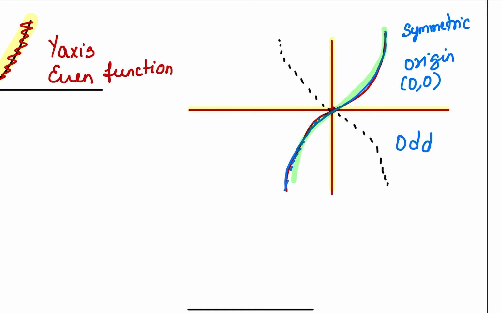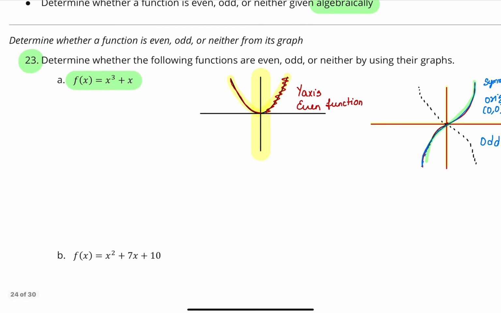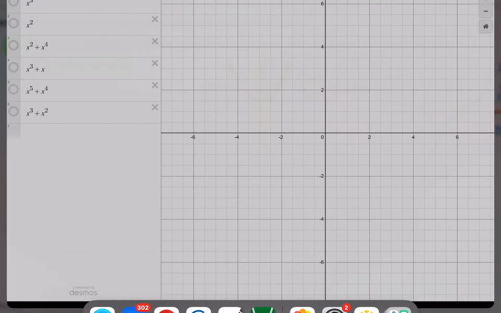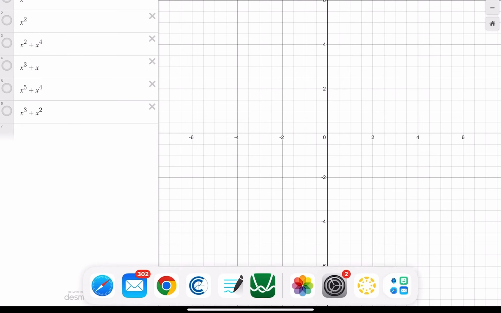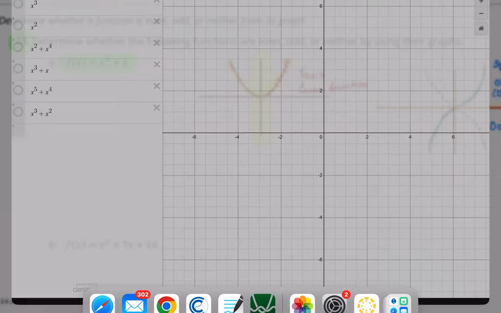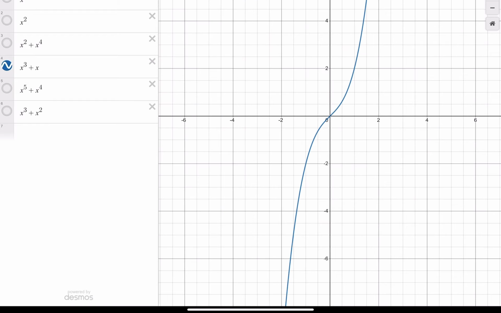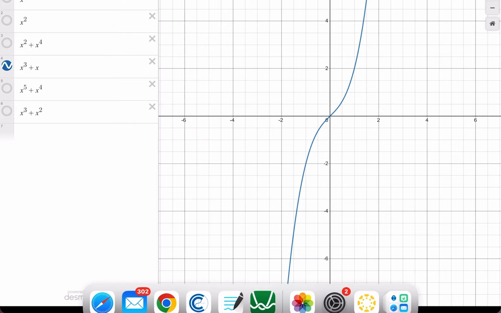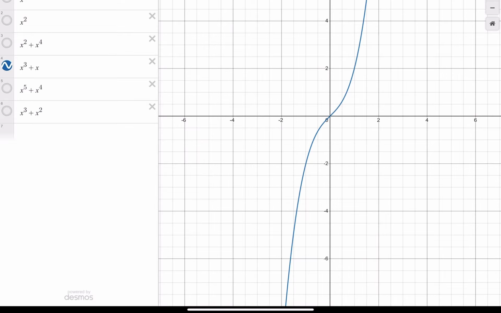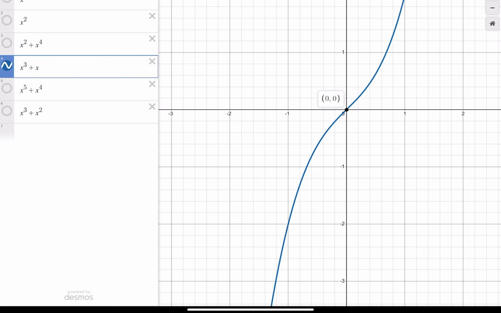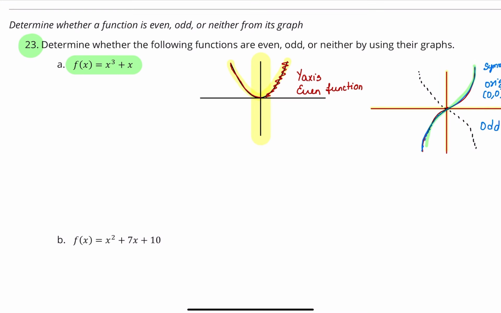Now let's take a look at the first question. x cubed plus x. So in my Desmos, I have x cubed plus x. If you look closely, this mimics the function of x cubed, and I flip this along the x-axis and y-axis, and I get back my function. So definitely this is an odd function because it is symmetric along the origin.